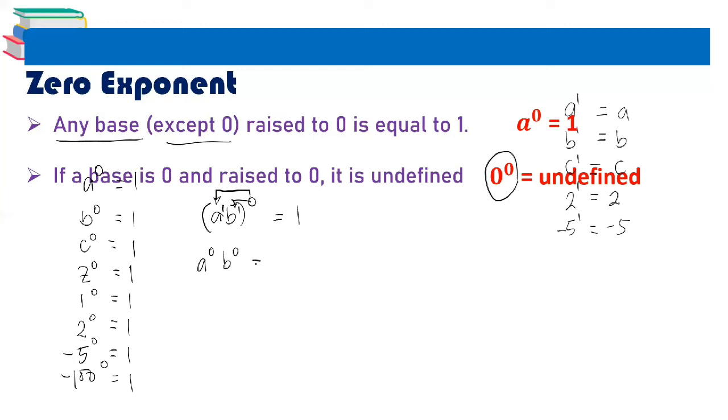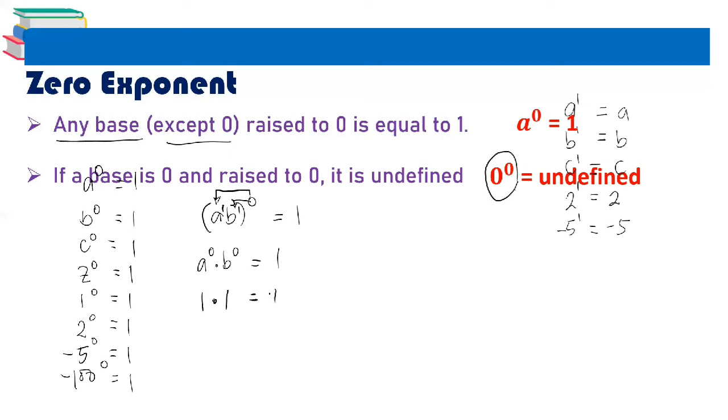Bakit po siya naging equal to 1? A to the 0 power is 1. Multiply natin since it is a multiplication. And B to the 0 power is also equal to 1. And when we multiply it, the answer is 1.